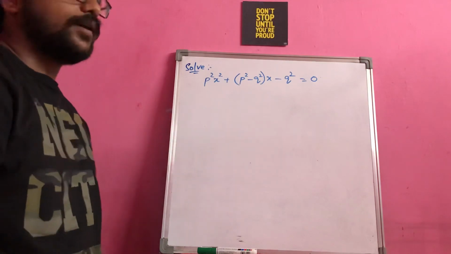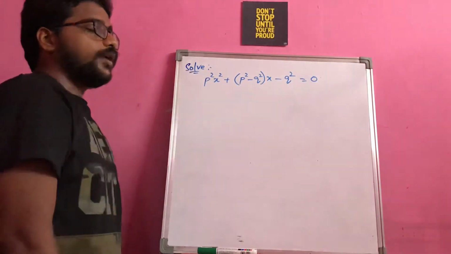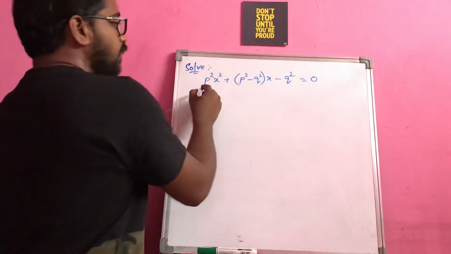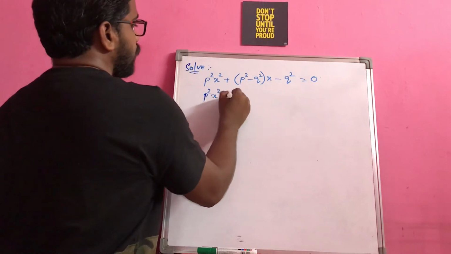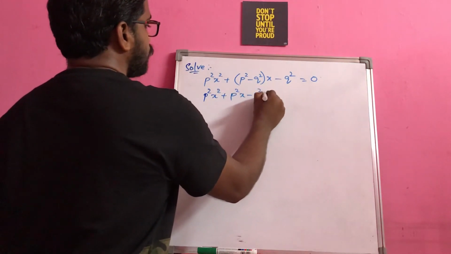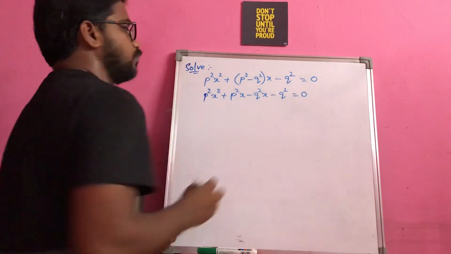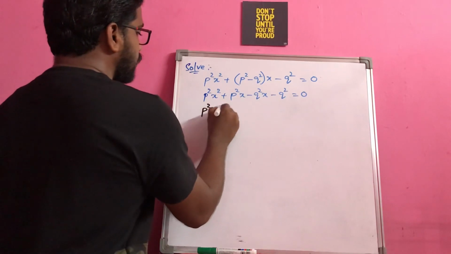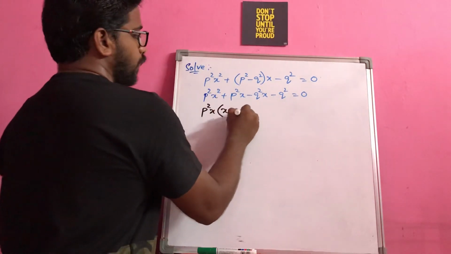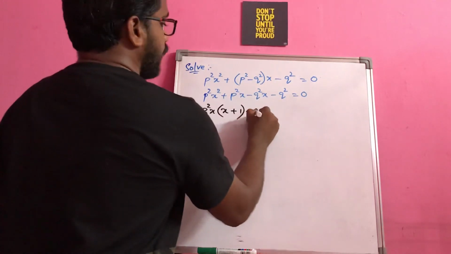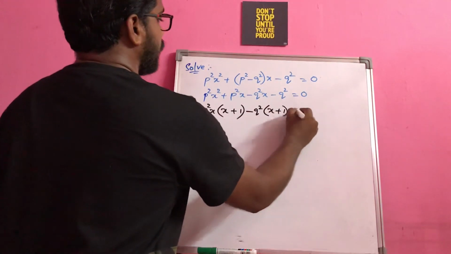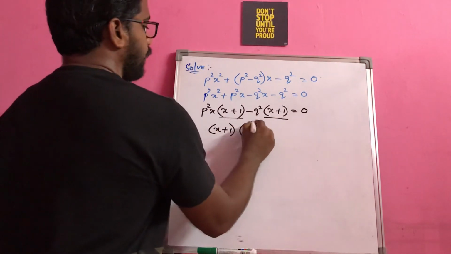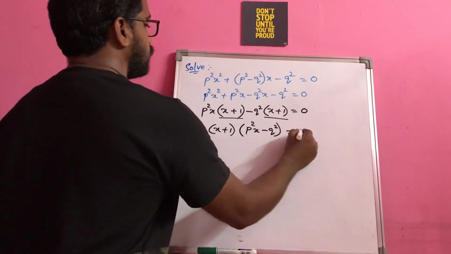P square. Okay. Now see here. Though it is looking like 3 terms, indirectly they have given 4 terms for you. That is p square x square plus p square x minus q square x minus q square is equal to 0. From the first 2 terms, you can take p square x as a common, you will get x plus 1. From the next 2 terms, I can take minus q square as a common and I will get x plus 1. On the whole, x plus 1 will come as a common and you will get p square x minus q square is equal to 0.